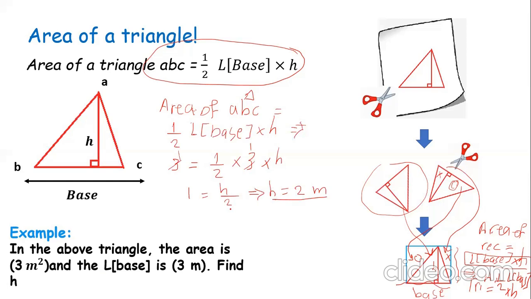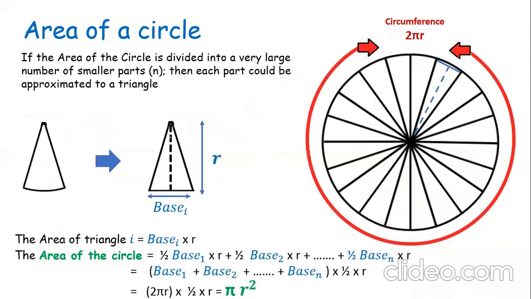So this is the height of the triangle. Now we want to conclude the area of a circle. We divide the area of a circle into a very large number of smaller parts, and let this number, for example, be n. Then each part could be approximated to a triangle.